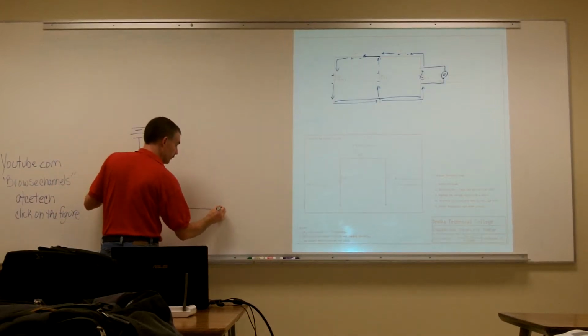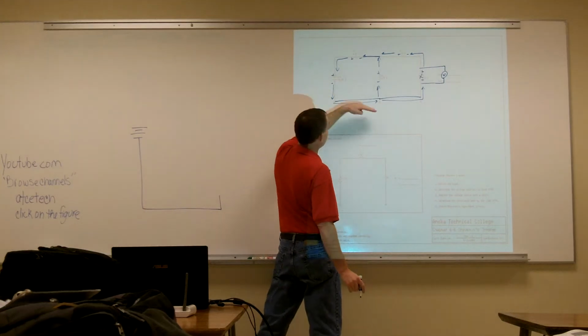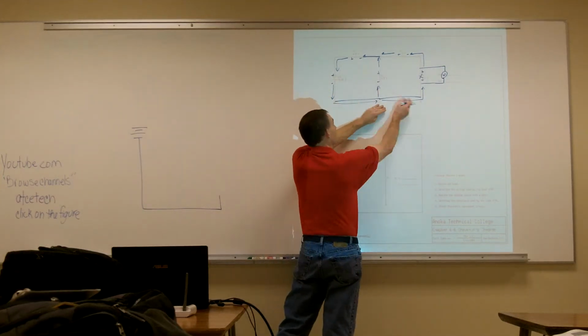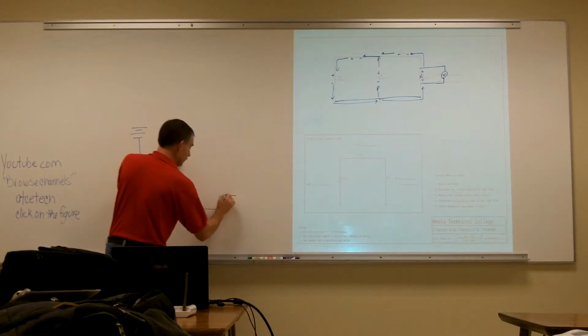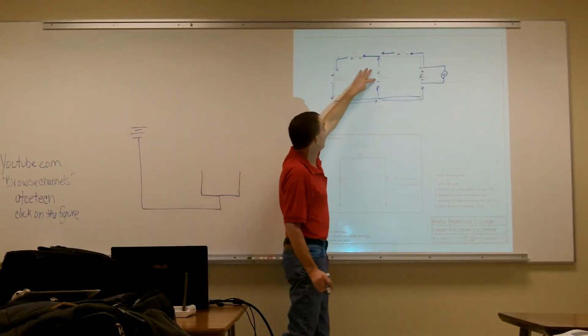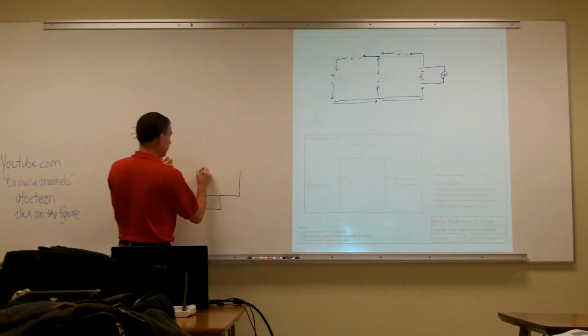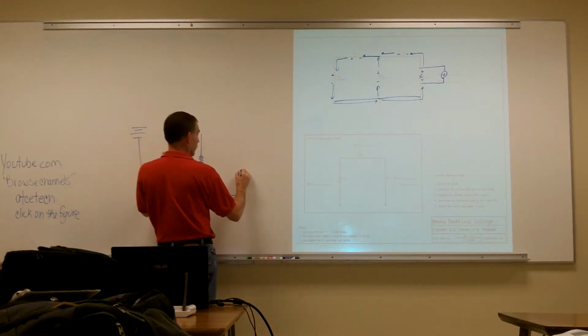Come down, and I'm going to force myself to go up. So my current came out of my power supply, came into my first current node, and it split two different ways, going to two different branches. Some of my current went through R2, and some of it went across my load.